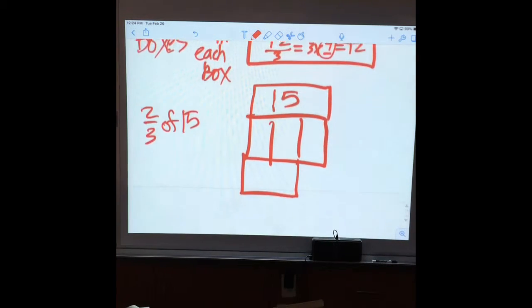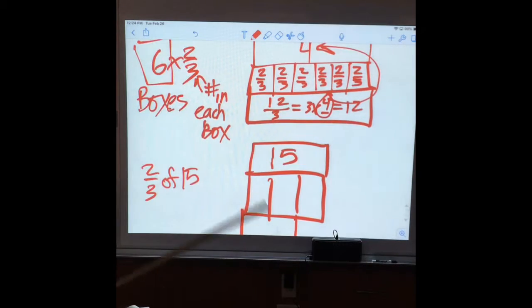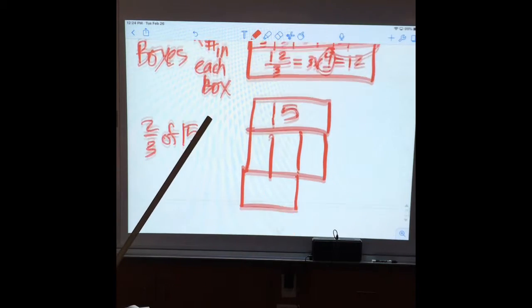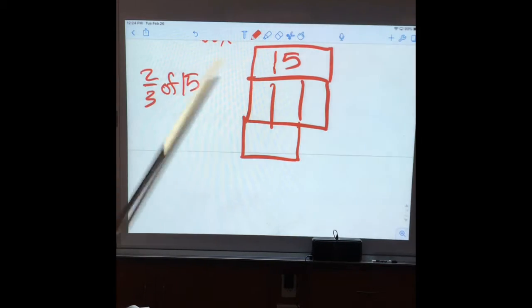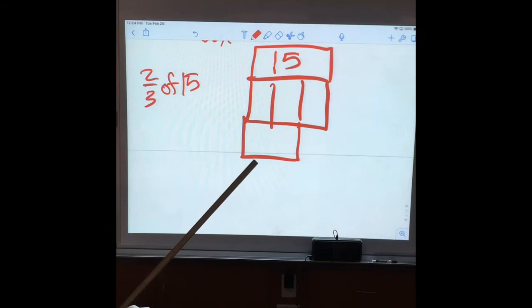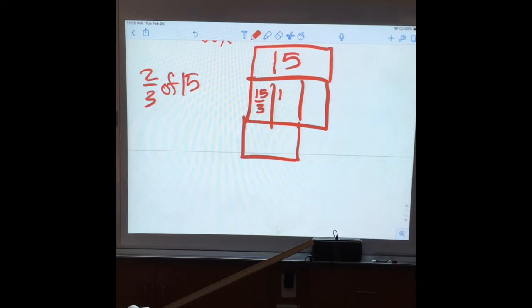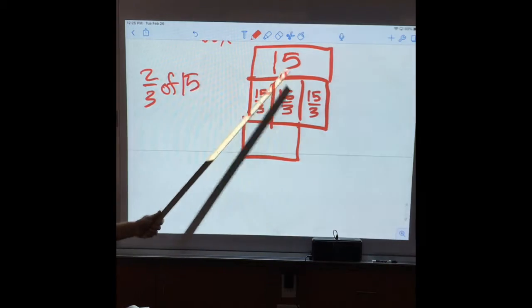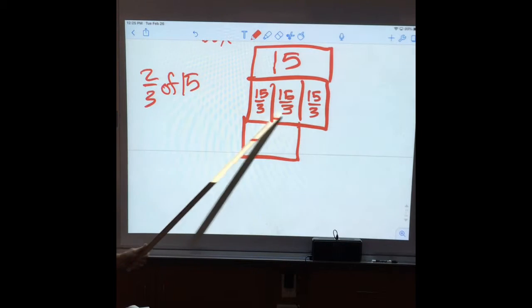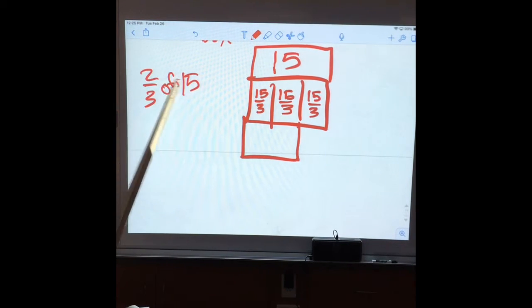Now, what if they have, rather than the big number here, the fraction, this one? You have your fraction to begin with and your big number here. Well, we're going to put our big number in the box, and then we're going to cut it up into thirds. Now this is going to be really weird, but we're going to put a 15 over 3, 15 over 3, and a 15 over 3. We cut it into thirds. And it says, what are 2/3 of those?